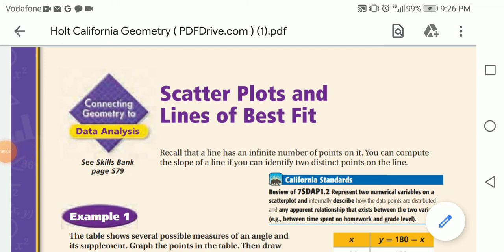I hope you're fine. Today we're going to have the last lesson on chapter 3, which is scatter plots and lines of best fit. Let's start.